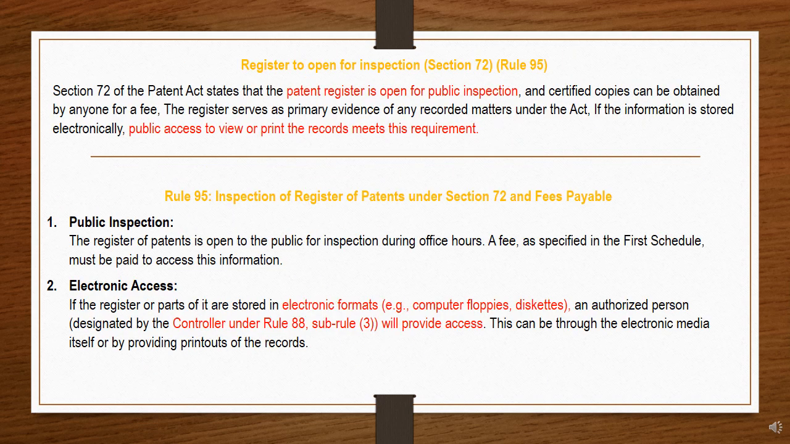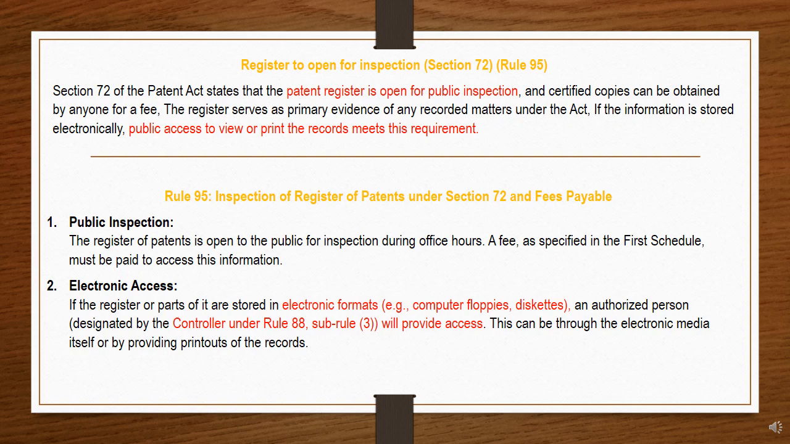Last one, section number 72. Section number 72 of the Patent Act states that the patent register is available for public inspection. Anyone can obtain certified copies for a fee. The register acts as primary evidence of any information recorded under the Act if stored electronically. Public access for viewing or printing records fulfills this requirement.